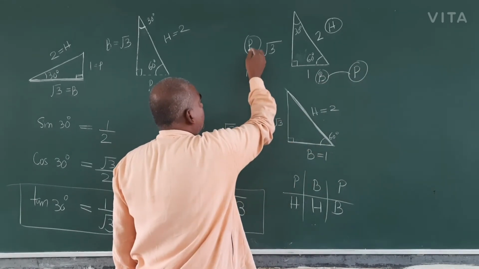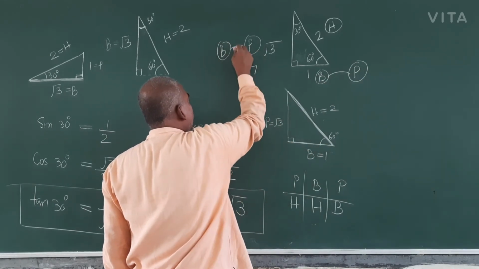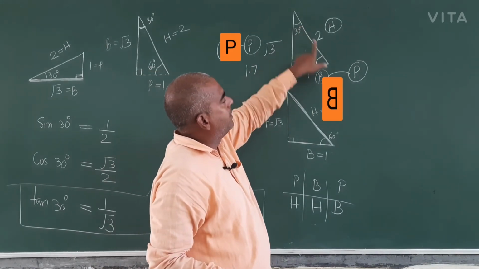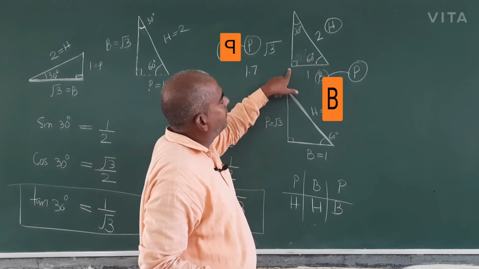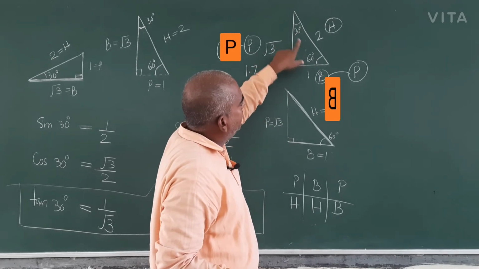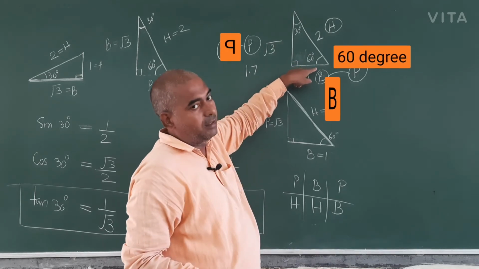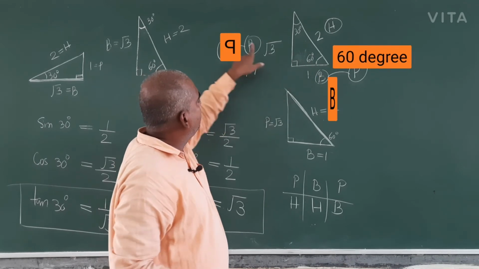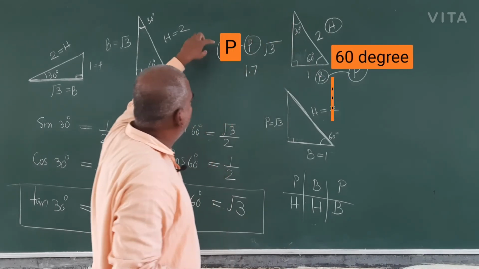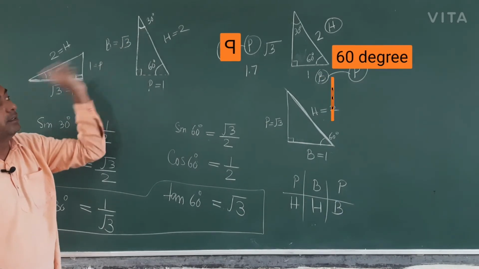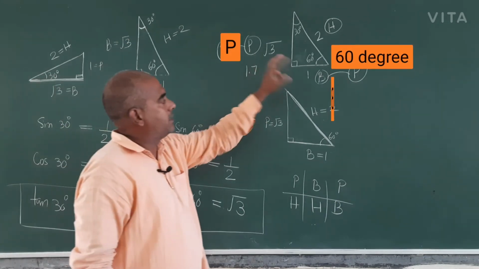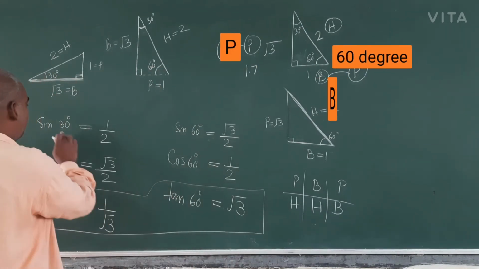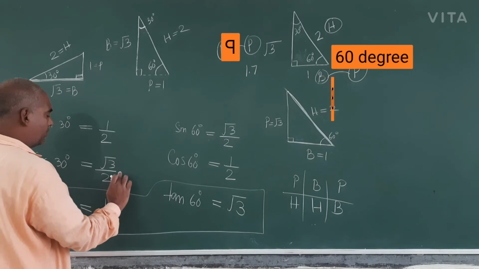This is the importance: the base and perpendicular change according to whether the angle is 60 or 30. For 60 this is the base, for 30 this is the perpendicular, and similarly for 60 this is the perpendicular, for 30 this is the base, which I have told you here. So that's the magic: the hypotenuse is fixed. That is why sin 30 is equal to cos 60, and cos 30 is equal to sin 60.